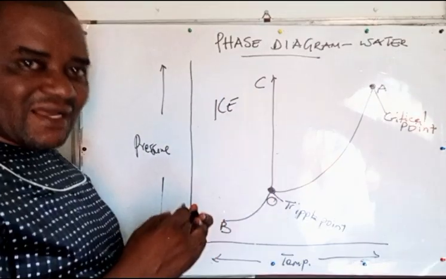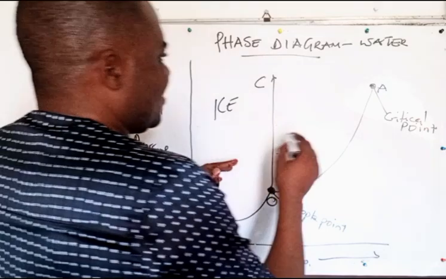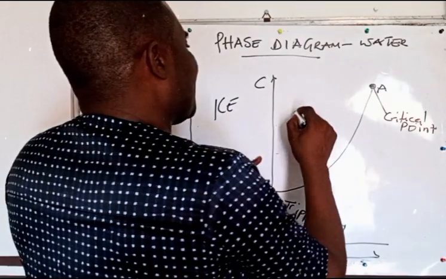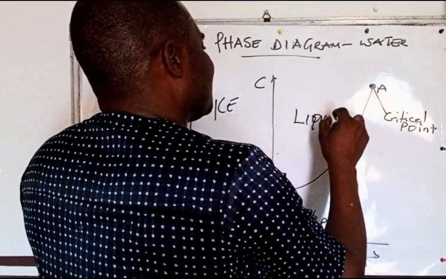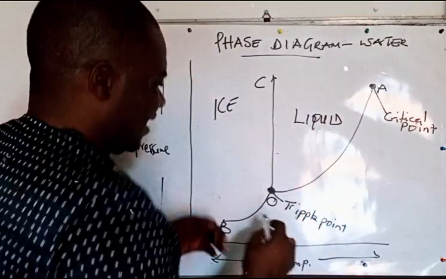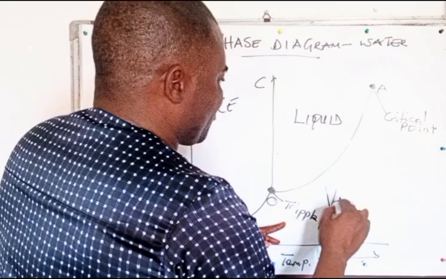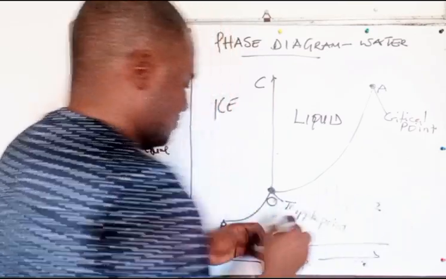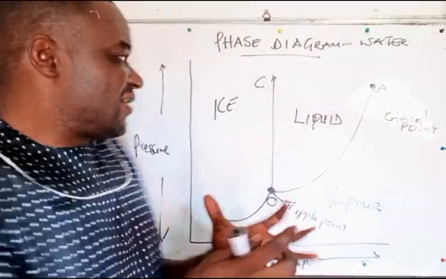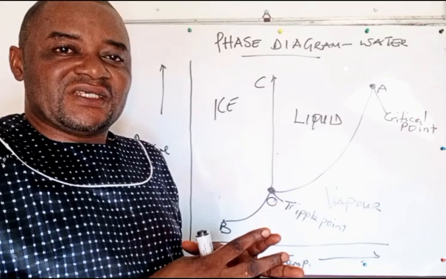Now, in this typical diagram that we have here, the whole of this area is described as your ice. That is a solid ice. And then the whole of this area is described as your liquid phase. And the whole of this area here is described as what? Your vapor phase. Did you see? That is a typical phase diagram of water.